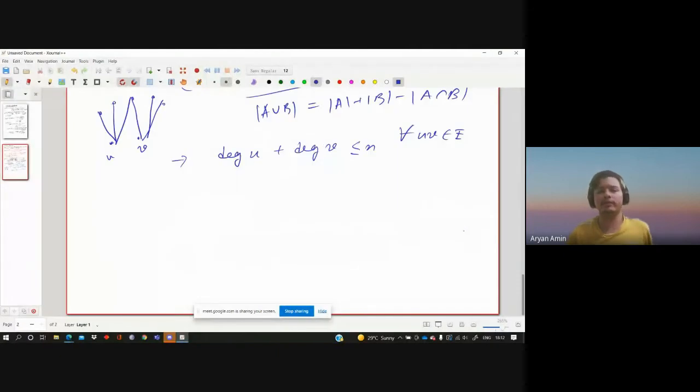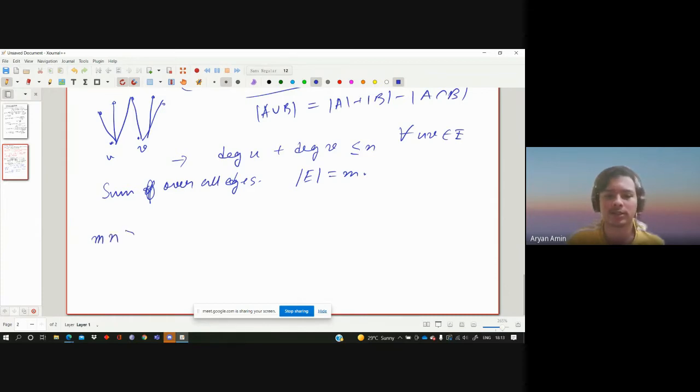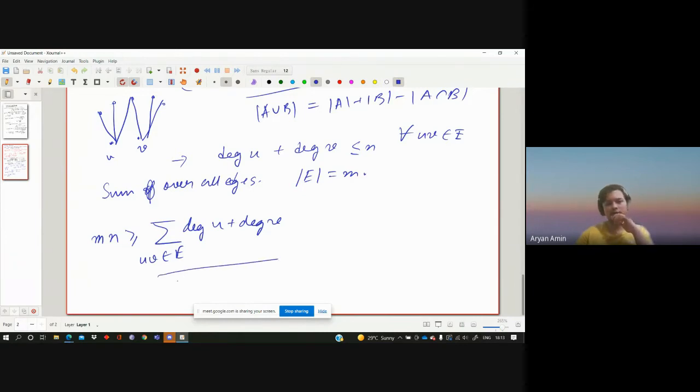So what we will do is just sum over all edges. This is also a global idea, summing over all edges. So let's say the number of edges is m. Then what we find is that mn is at least the summation over edges uv of degree u plus degree v. Okay, so now think about this. This sum is sort of hard to deal with. So how can we make this into a more tame form, so that it can be easier to work with?